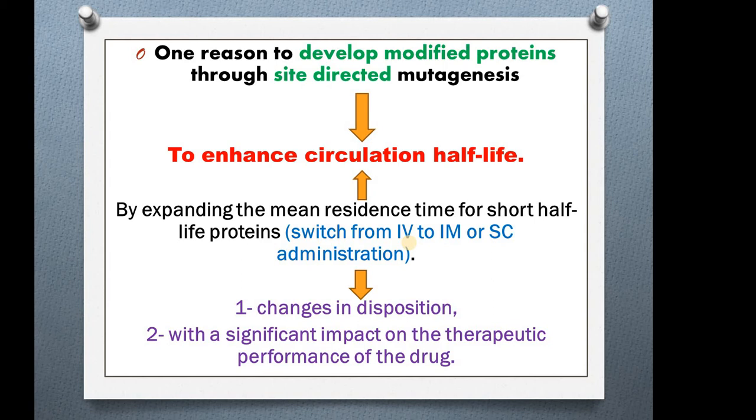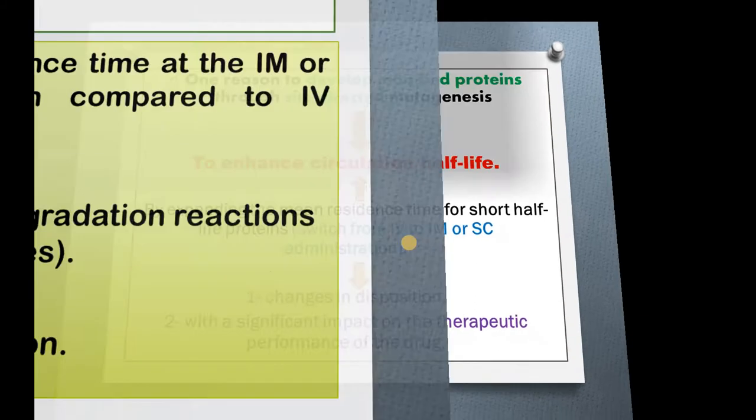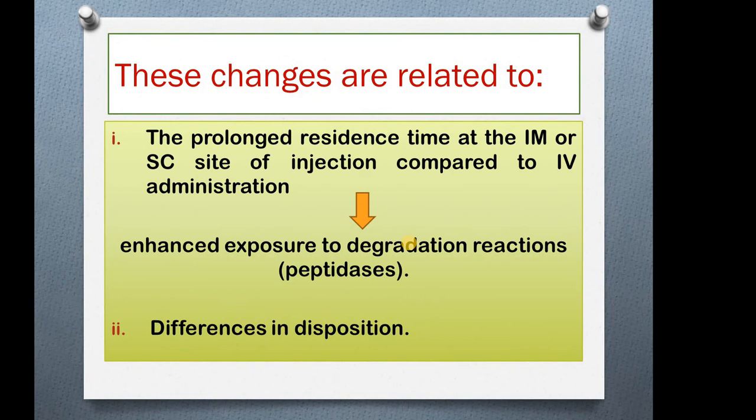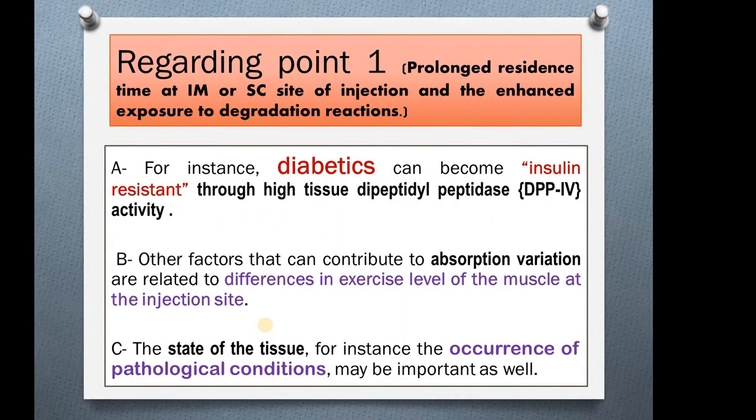Why is the half-life lower with IV? Because we have enzymes that degrade this protein. These changes are related to the prolonged residence time at the IM or subcutaneous sites of injection compared to IV administration. We said that with IV there are peptidases that directly degrade these proteins. Also we have a difference in disposition between IM and IV or subcutaneous.